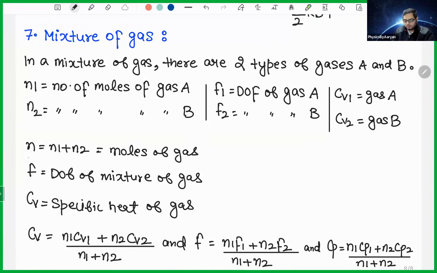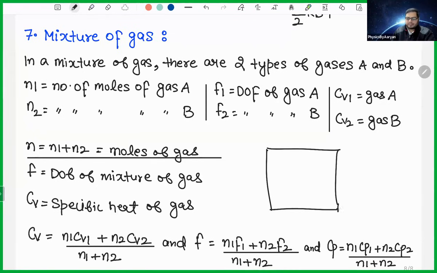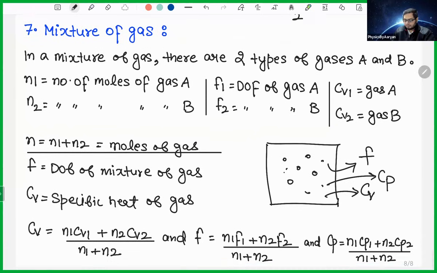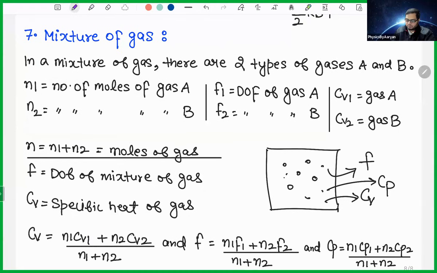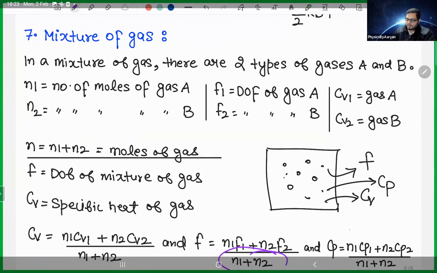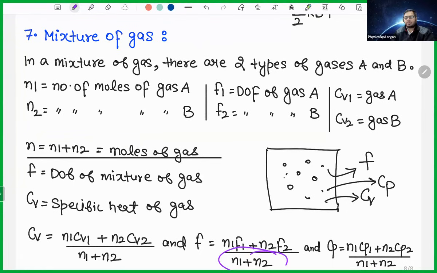Then can I say the number of moles is equal to N1 plus N2? Right? And now this is my final gas. In this, both kinds of gases are there. Now I am asking you the question, what is the degree of freedom of this gas? What is the specific heat of this gas? What is the Cp for this gas? So the simple relation is that Cv is given by (N1 Cv1 + N2 Cv2) divided by (N1 + N2). F is given by (N1 F1 + N2 F2) by (N1 + N2). And Cp is given by (N1 Cp1 + N2 Cp2) by (N1 + N2).